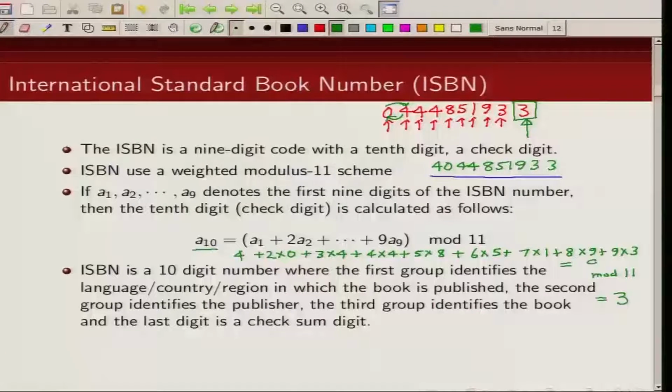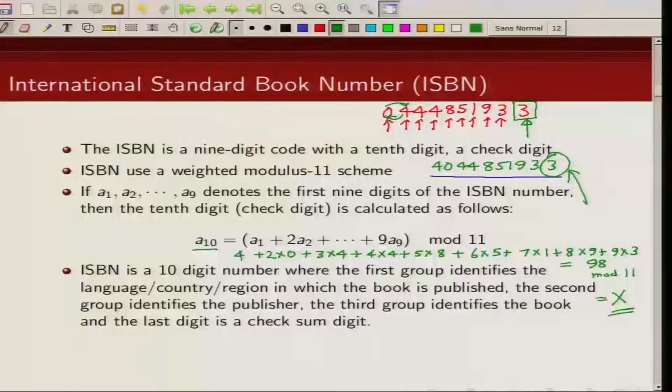So, this will be 98 mod 11, and what is 98 mod 11? 11 8s are 88, so that is 10. So, that would be X. Note that this check bit is not matching with the check bit calculated this way. So, you can see this particular ISBN code can detect transposition error.